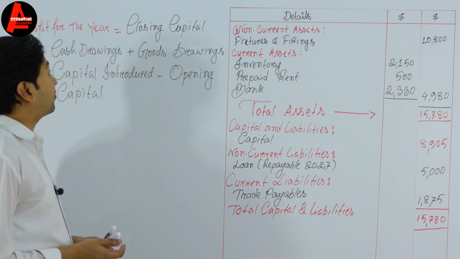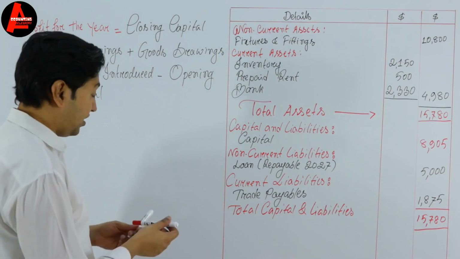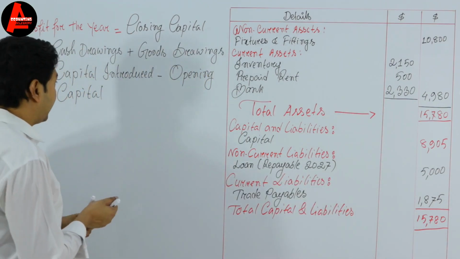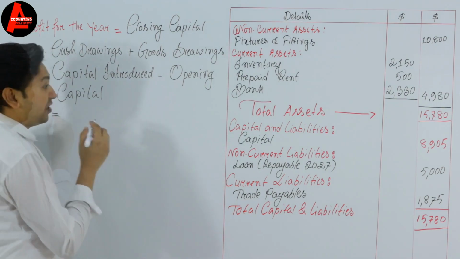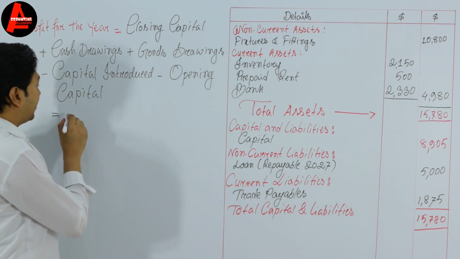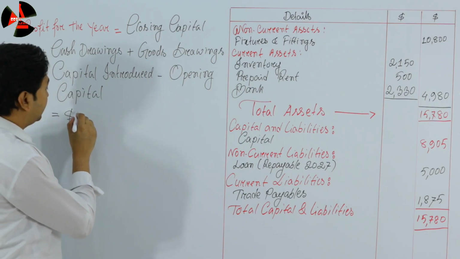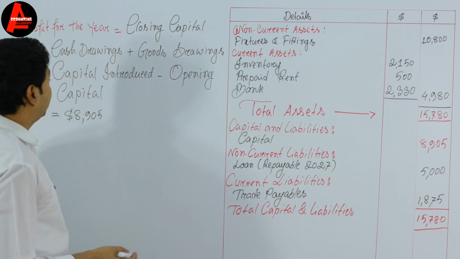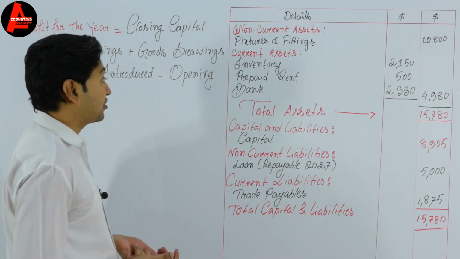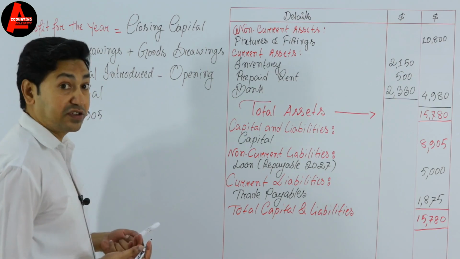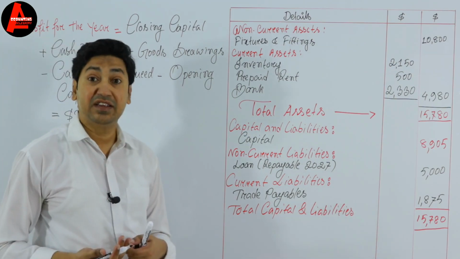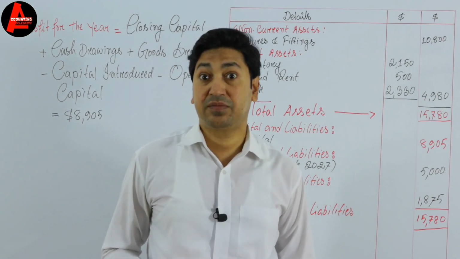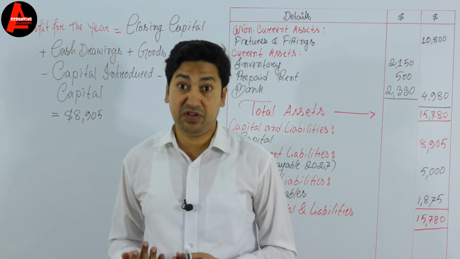Great. Now first of all we will write the closing capital. It is $8,905. So let us write profit for the year equals closing capital $8,905. Then we have cash drawings and goods drawings. Goods drawings we calculated. We had the selling price, we figured out the cost price. Cost price of the drawings, you please watch that video as well.